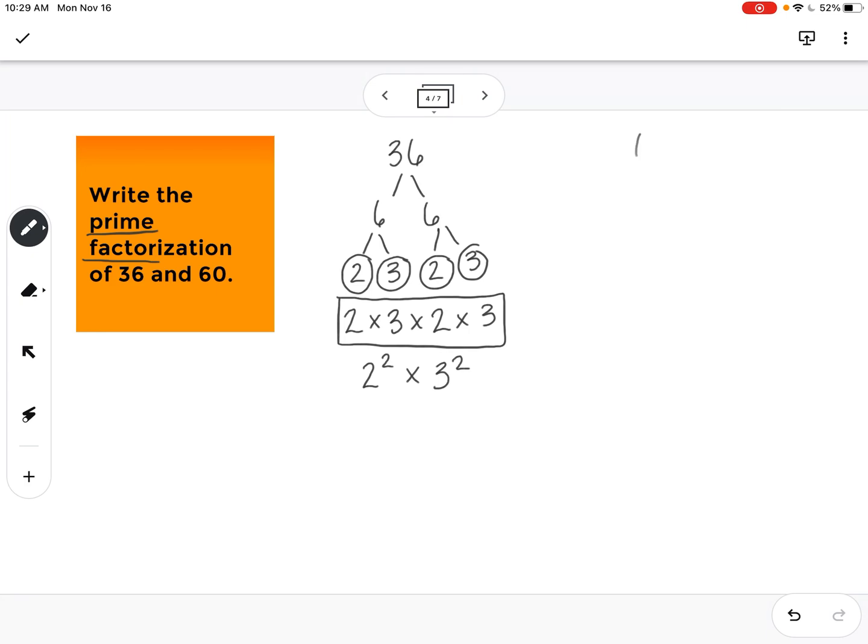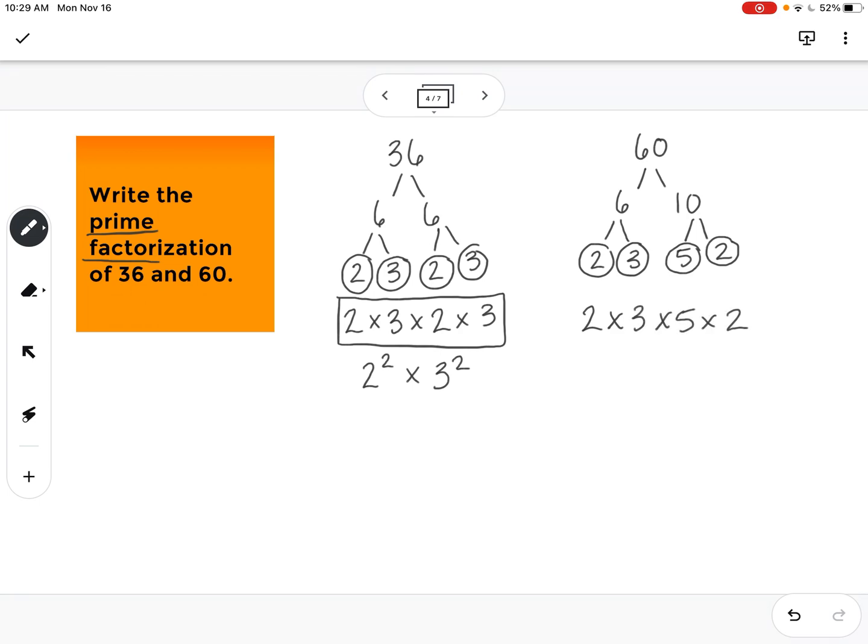All right, let's try 60. Now think about two numbers that multiply to 60. I know that any number that ends in 0 has 10 as a factor. So 6 times 10. And I'm going to break down 6. I know that 2 times 3 equals 6. Those are both prime. And 10, I know that 5 times 2 equals 10, and those are actually both prime numbers. So this factorization would be 2 times 3 times 5 times 2.